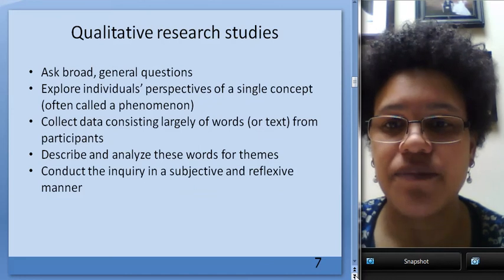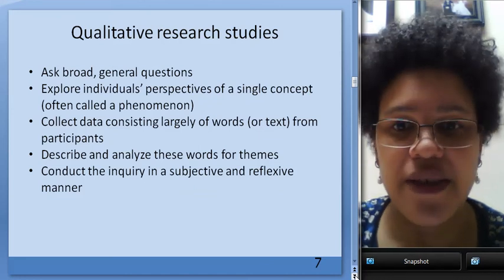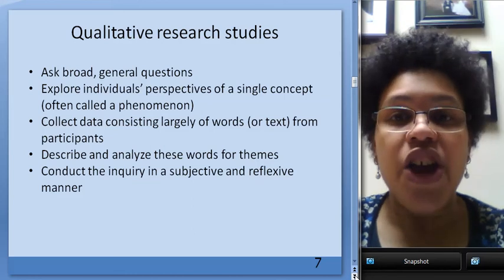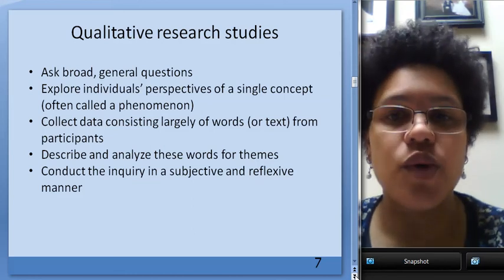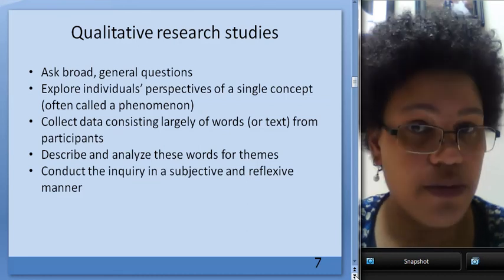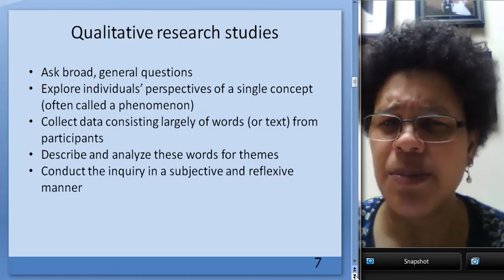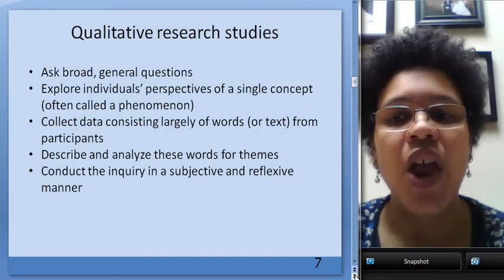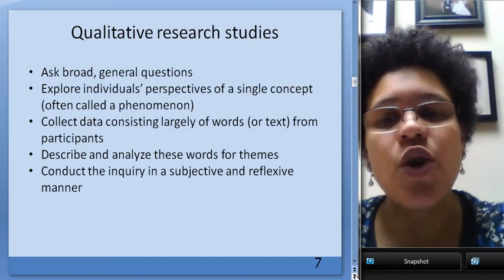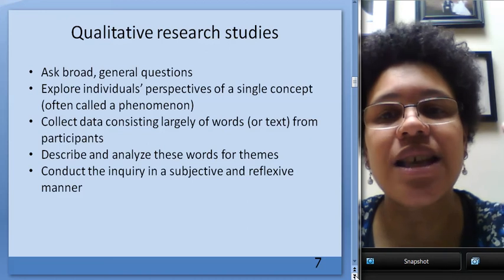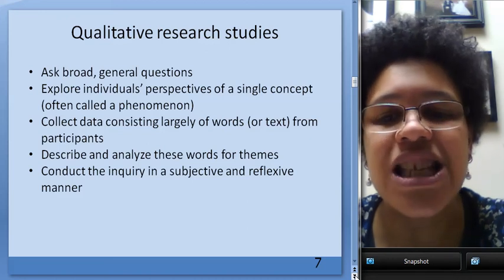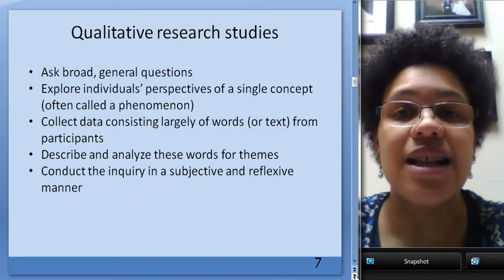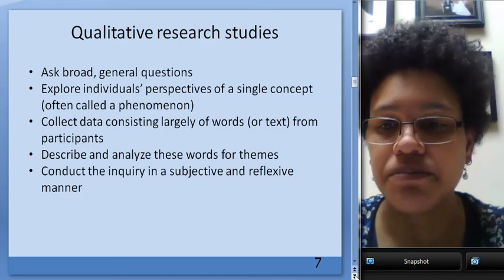Slide 7, qualitative research methods. Qualitative research studies. Here you're going to see broad general questions, broader, more general questions laid out. They'll still be fairly specific, but broader than you might have with a quantitative study. In qualitative research studies, you'll see that the researchers are looking at individual perspectives of a single concept. Often, that single concept is called a phenomenon.